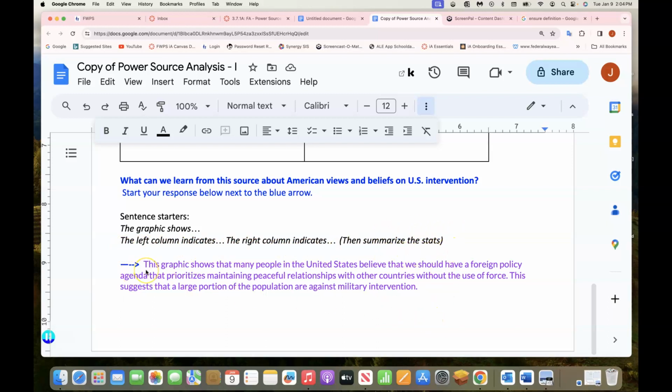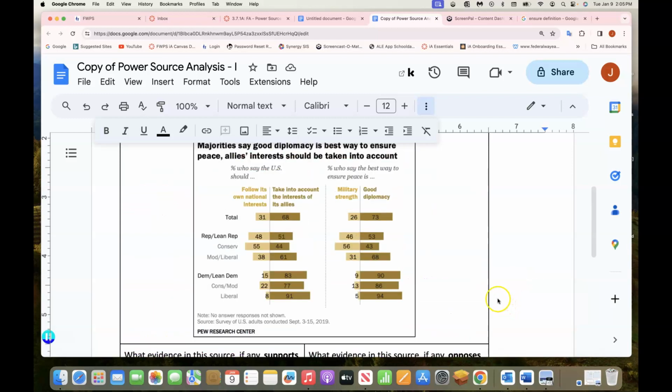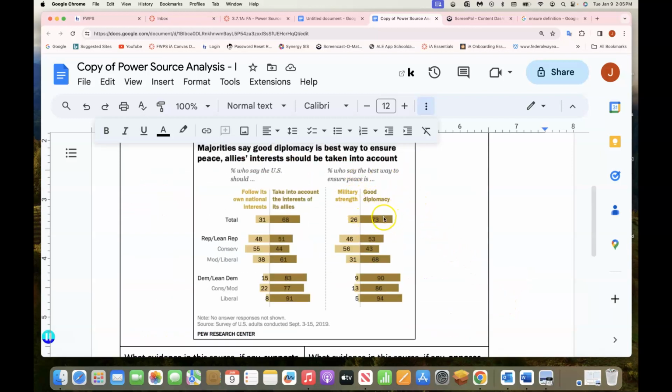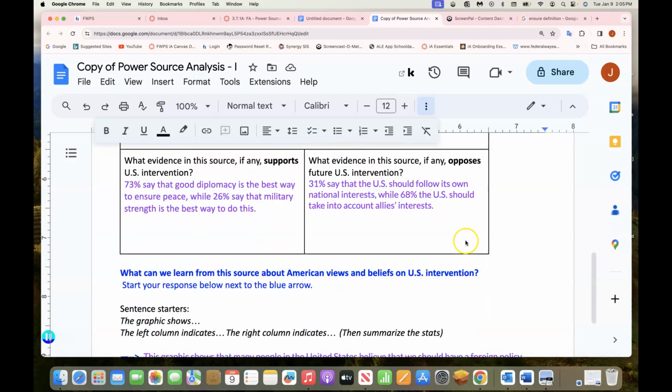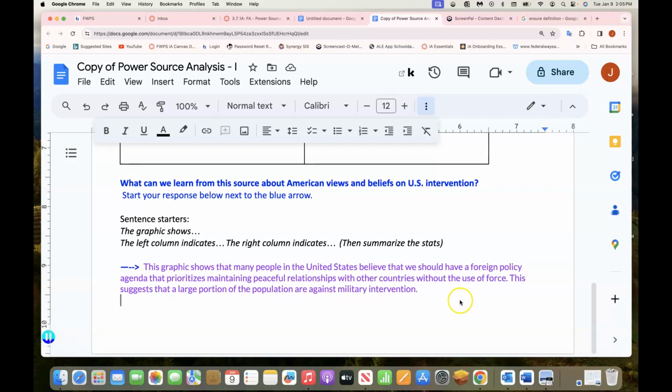I'm going to read what I wrote here. It says, this graphic shows that many people in the United States believe that we should have a foreign policy agenda that prioritizes maintaining peaceful relationships. Right? That is what we're talking about here, with 73% of the population wanting good diplomacy with other countries without the use of force. This suggests that a large portion of the population are against military intervention.